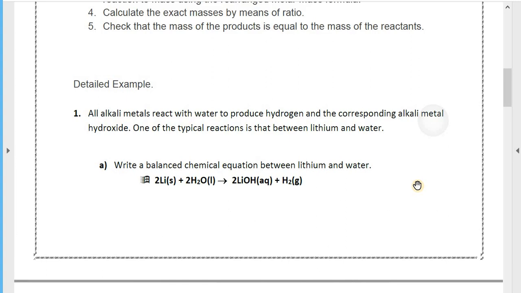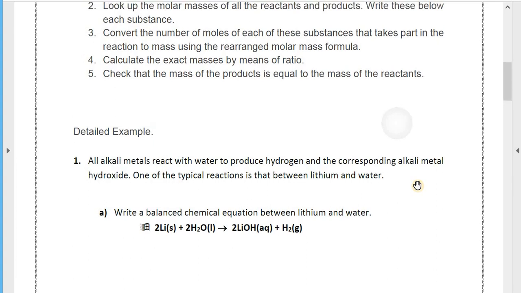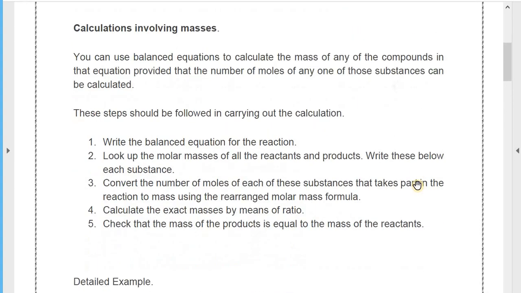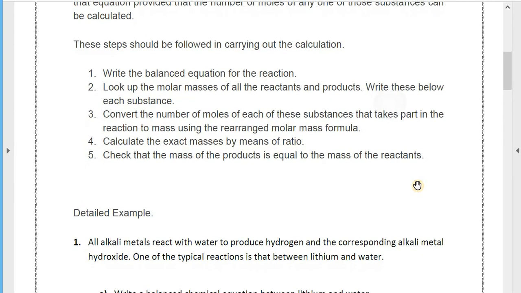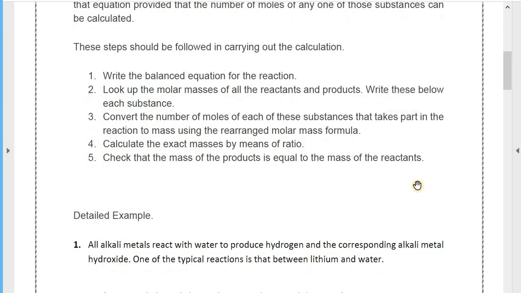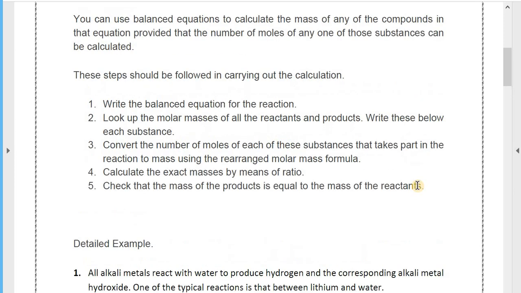So you have to know how to write the balanced chemical equation, which is why we spent the whole of lesson 14 looking at how to write equations and how to balance them. That's why we spent so much time doing that. Then you must be able to look up the molar masses of all the reactants. If you are given lithium, what is the molar mass of lithium? That's basically the atomic mass of lithium, which is 7. If it's water, what is the molar mass of the molecule of water? So you must be able to do that.